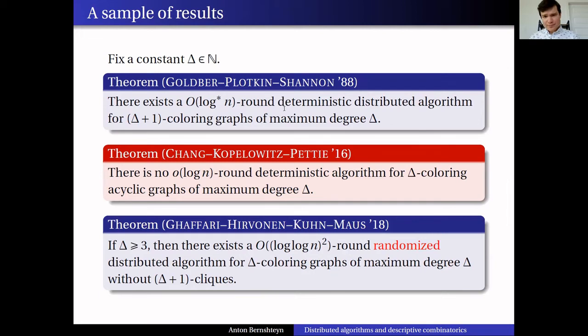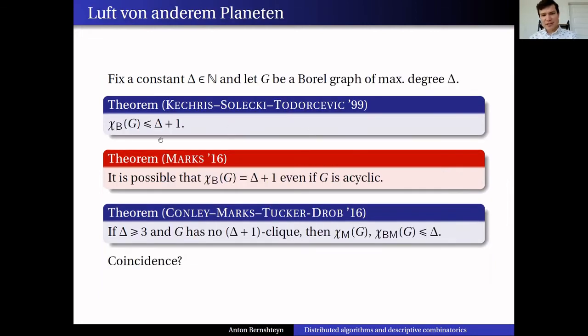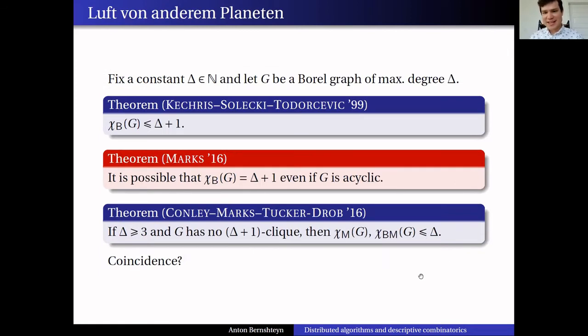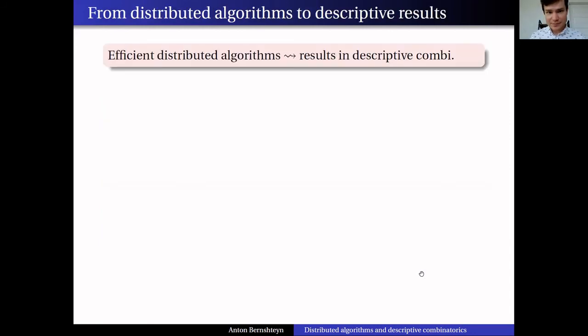If you replace the word deterministic by the word Borel and the word randomized by the word measurable or Baire measurable, this is exactly the same situation. And is this a coincidence? Well, I would like to convince you that no, it's not a coincidence. These parallels are due to the fact that there are some very deep connections between distributed algorithms and these descriptive combinatorics results. And oftentimes you can translate results from one area to the other.